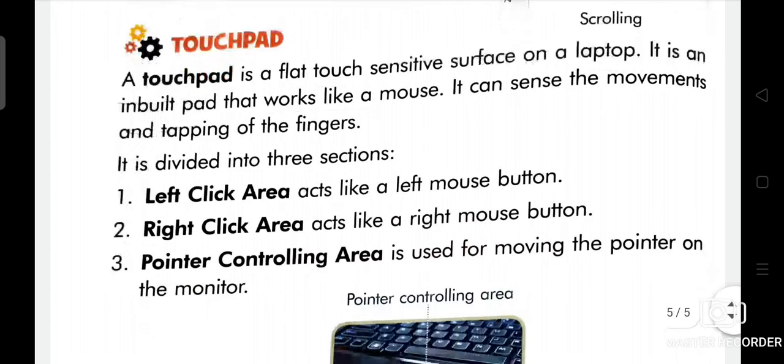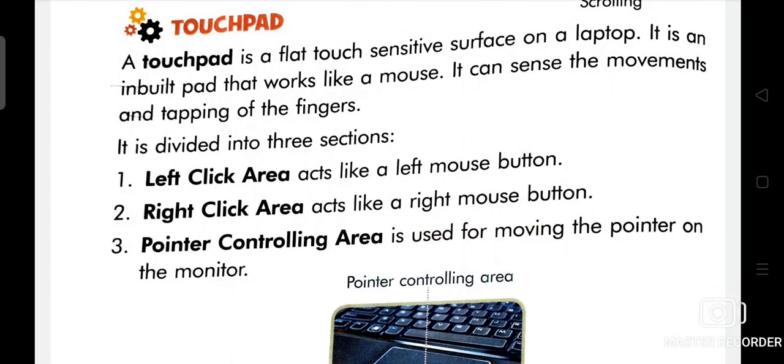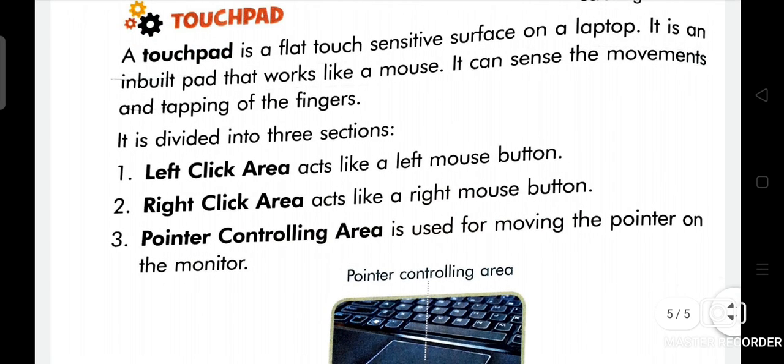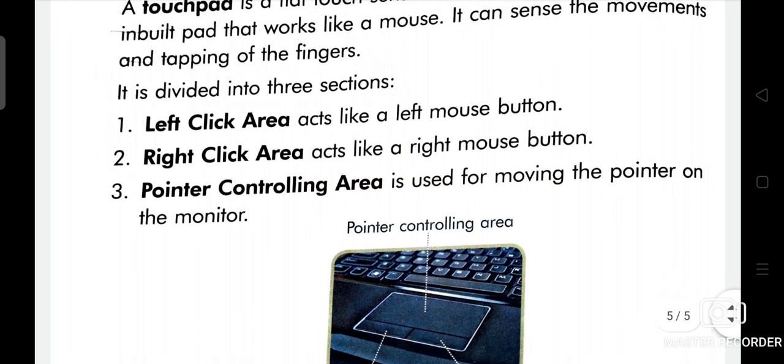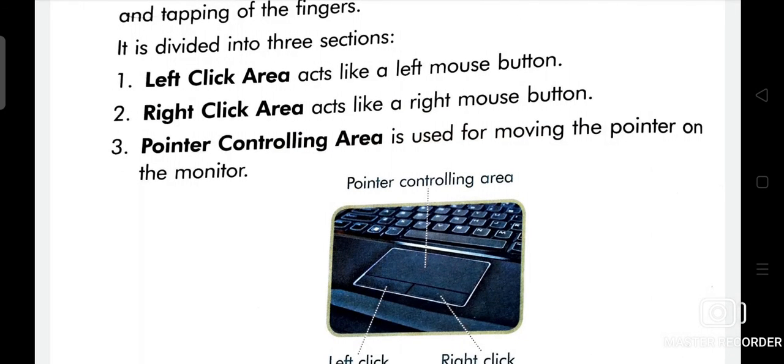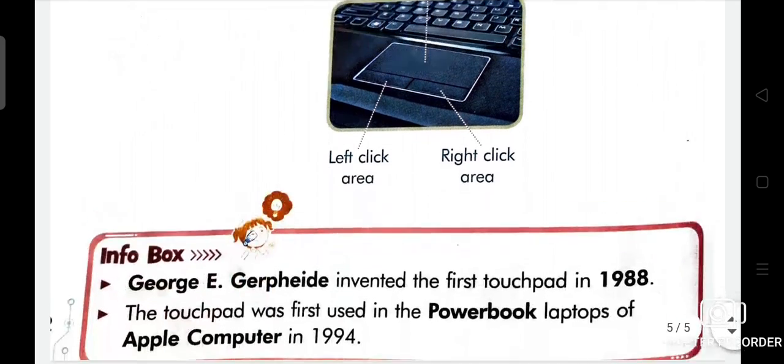It is divided into three sections. Number first is the left click area, which acts like a left mouse button. Number second is the right click area, which acts like a right mouse button. Number third is the pointer controlling area, which is used for moving the pointer on the monitor.